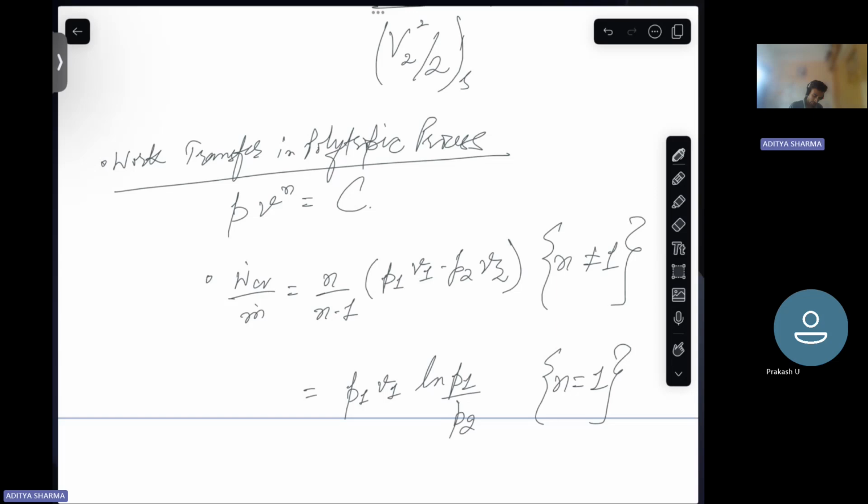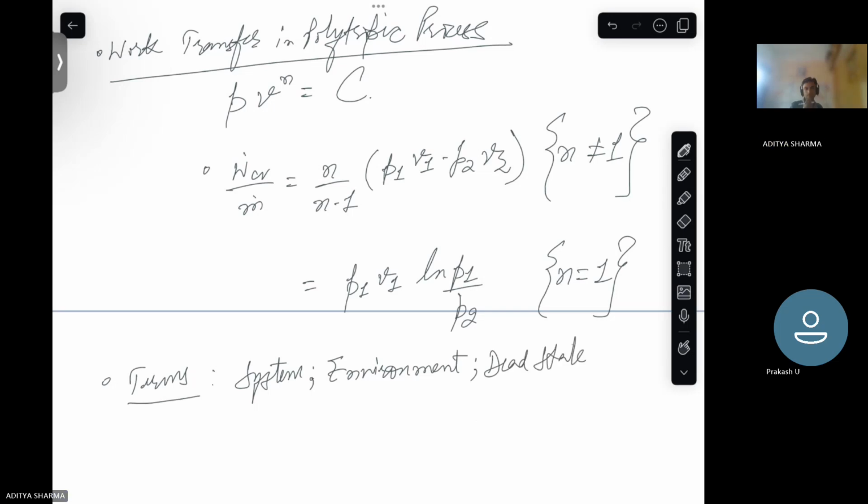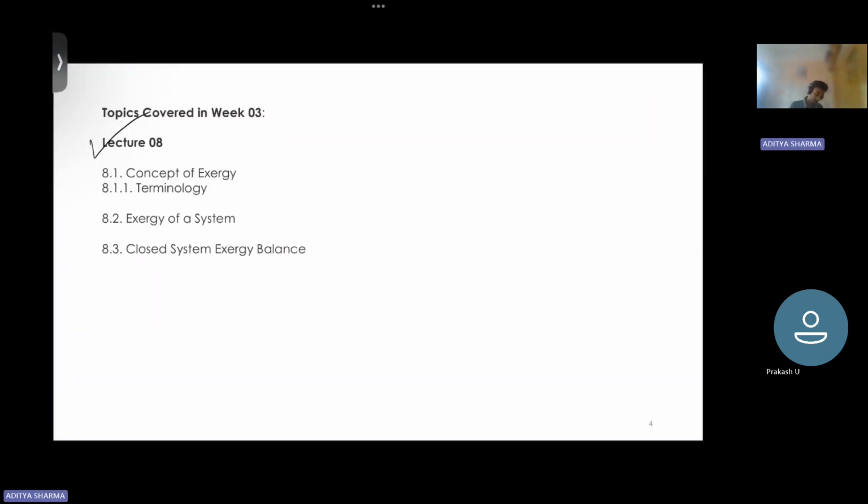So this is dead state. I'll just write down the terms. This is system, then there is environment, then there is dead state. So this is about terminologies.